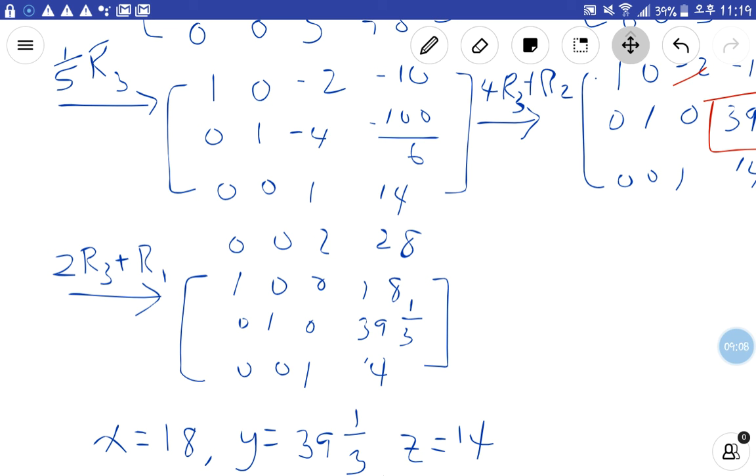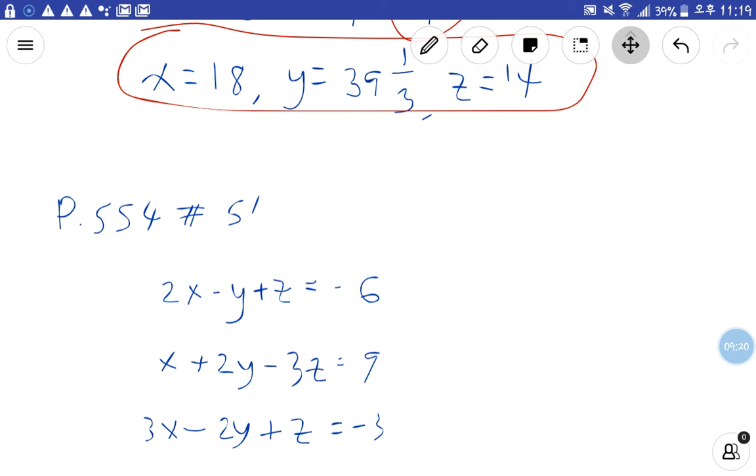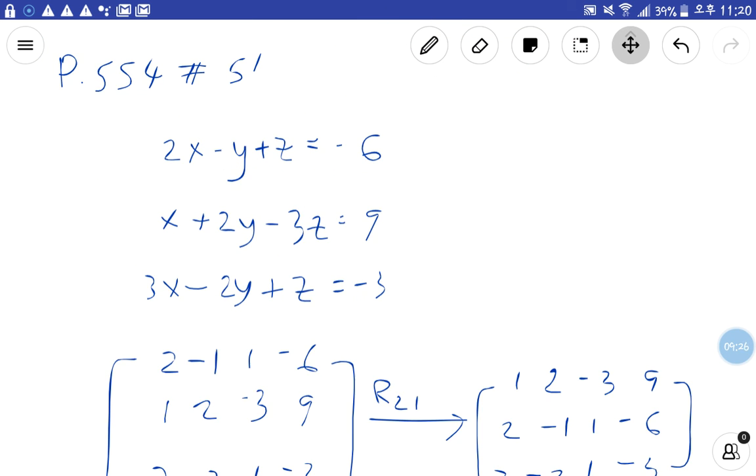That's why those numbers are going to be our answer right here, X, Y, Z. Okay? Now, I need you guys to work on page 554, number 51. So please pause this video, do your work, and after you finish this question, please resume the video to check your answer. Now, you have 2x minus y plus z equals negative 6, x plus 2y minus 3z equals 9, 3x minus 2y plus z equals negative 3.